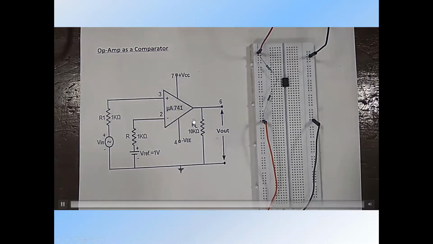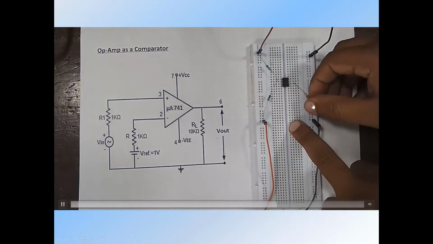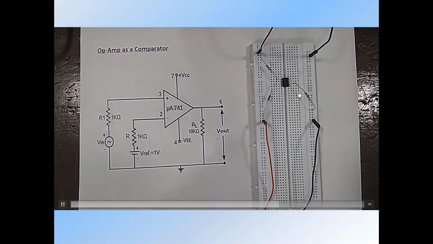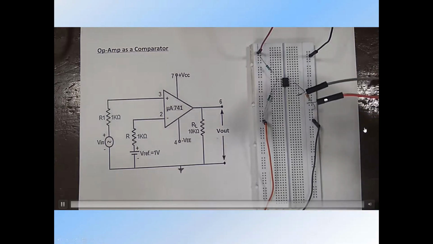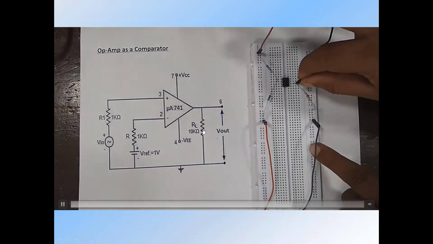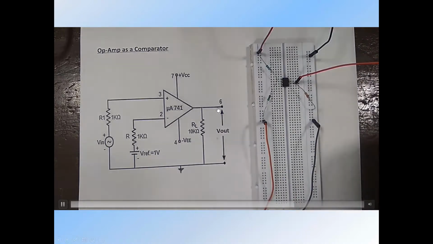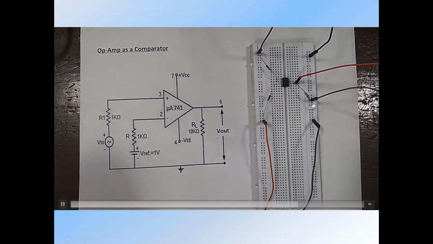Next step is connection of this RL load resistor between pin number 6 and ground. The value of this resistor is 10 kilo. Now next step, connection of DSO to the output terminal of this circuit. For this, these two wires, gray and brown, are connected to a DSO through a crocodile to BNC cable. Brown is connected to pin number 6 at this point and the gray wire is connected to ground like this.